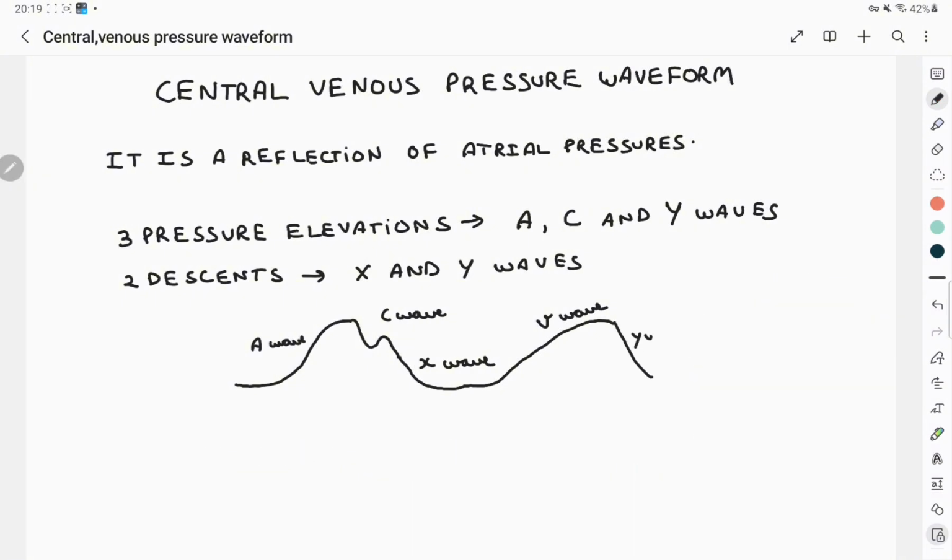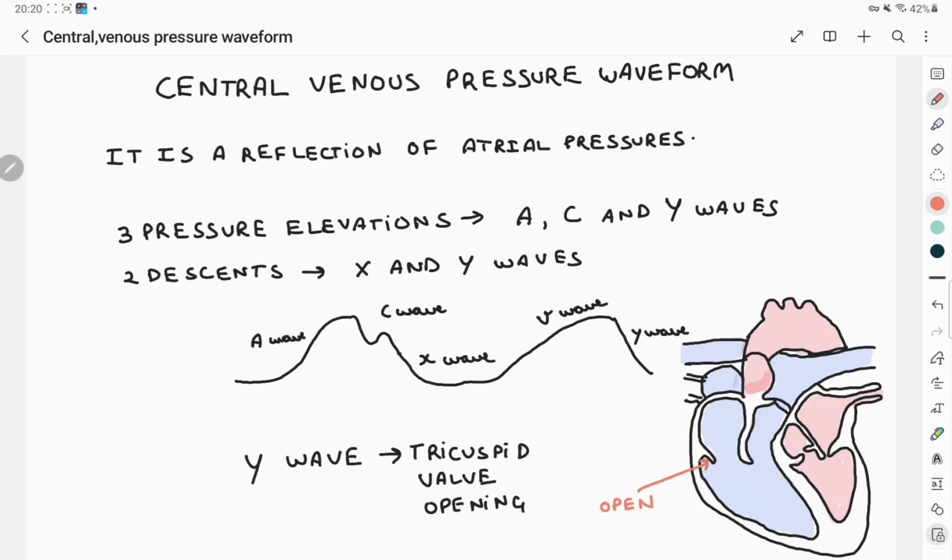The Y descent is the magic moment. The tricuspid valve snaps wide open, causing blood to rush passively into the ventricle, dumping the pressure back down.